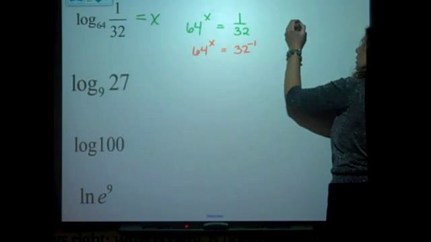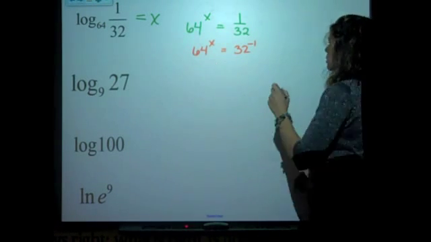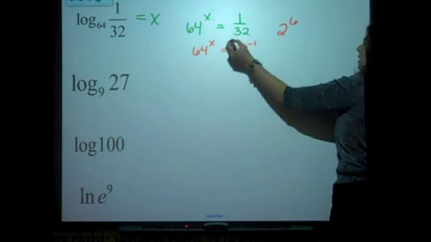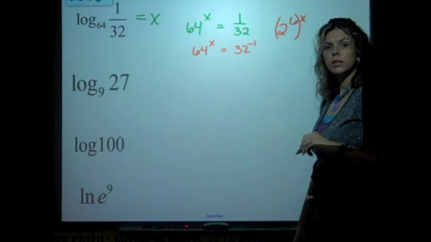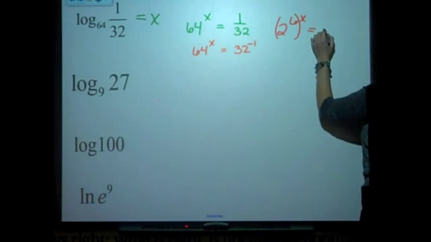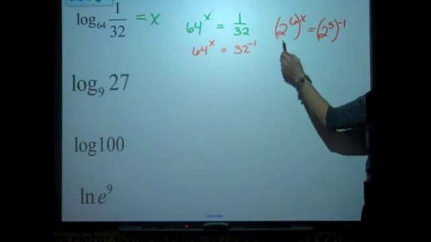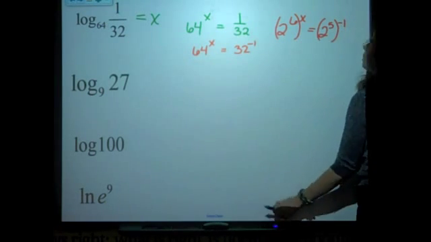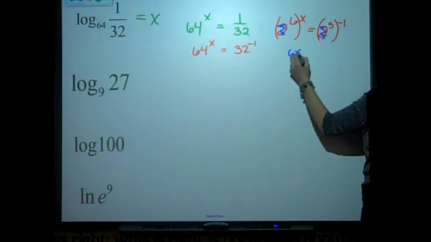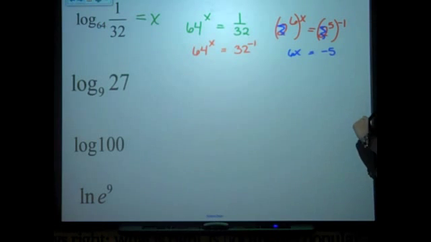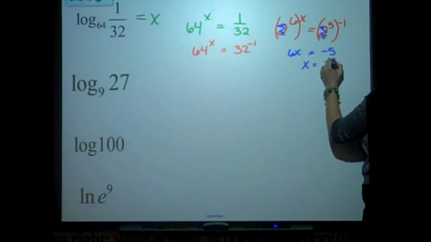So 64 is going to be 2 to the 6th power. And then we'll have that exponent on the outside, just tag along. And then 32 is 2 to the 5th power. And again, that negative 1 is still there. So we're going to drop our bases. Now they're the same. And a power to a power, we're going to multiply. So we have 6x is equal to negative 5. So x is equal to negative 5 over 6.